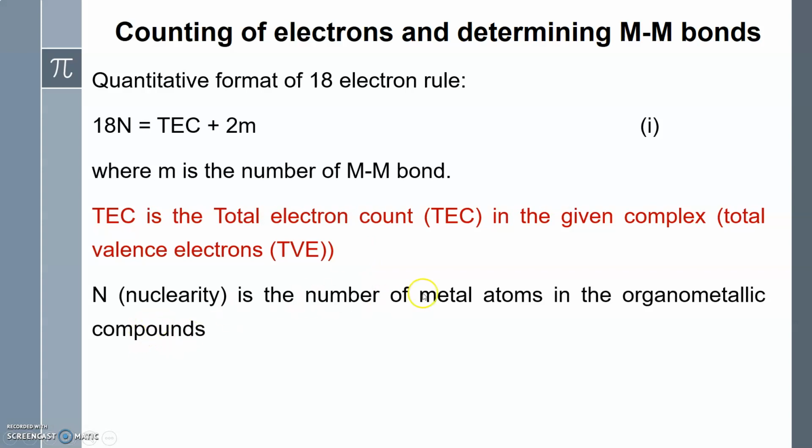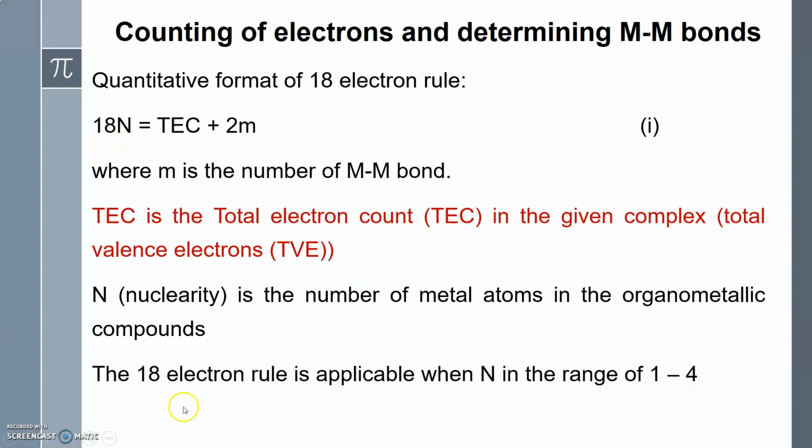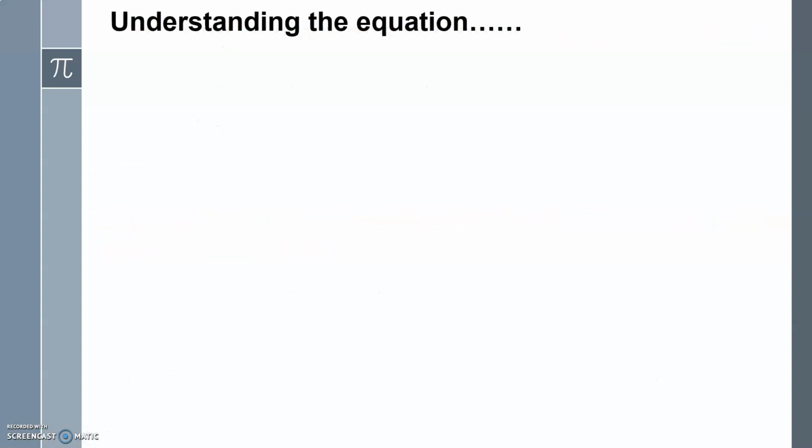N is the nuclearity of the complex or the number of metal atoms that is present in the given organometallic compound. The point to be noted here is the 18 electron rule is applicable when N is in the range of 1 to 4. Now, when the number of metal atoms or ions that is present in the given complex is more than 4, then it is not a simple complex, it is going to be a cluster. So this simple 18 electron rule cannot be applied there.